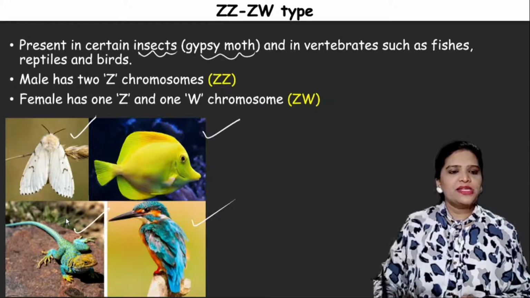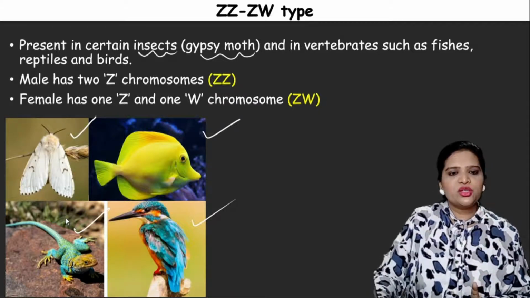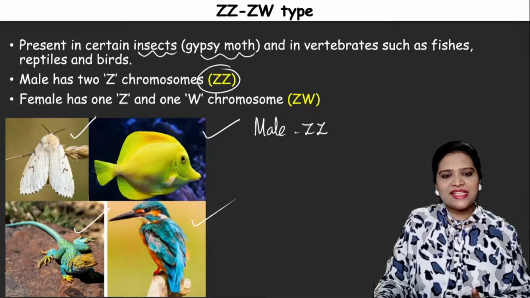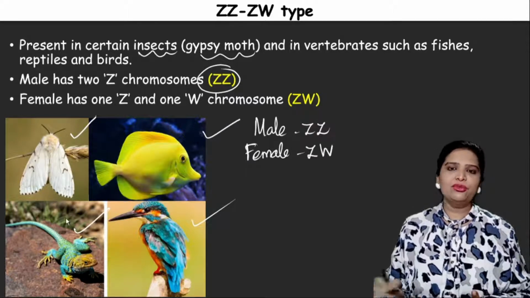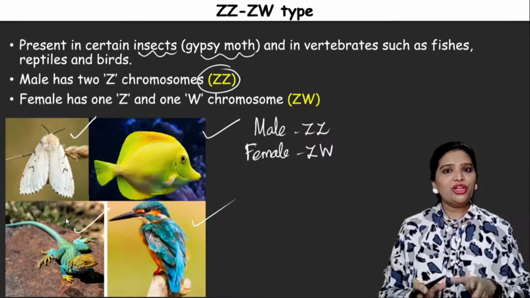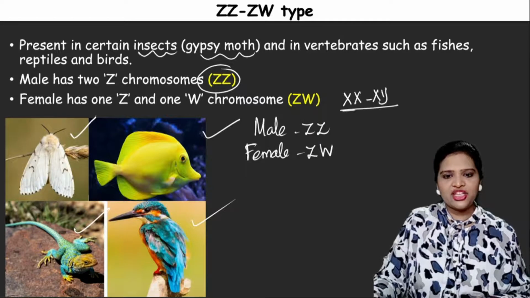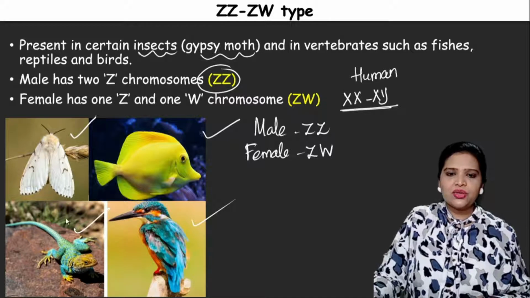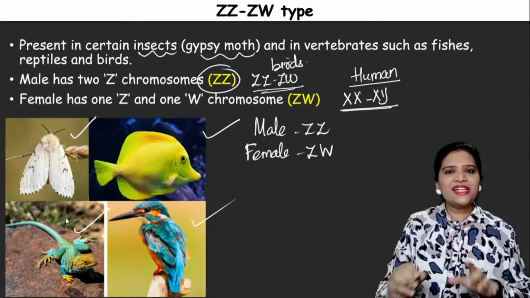So what is the important point here? Here the male organism has 2 Z chromosomes, ZZ. Female contains 1 Z chromosome and 1 W chromosome. Understand? So I told you this is just the opposite of the XX, XY type of sex determination. What is the example for XX, XY? Human beings, right? Here for ZZ, ZW type of sex determination, the examples are birds. Okay, let us just combine these two.